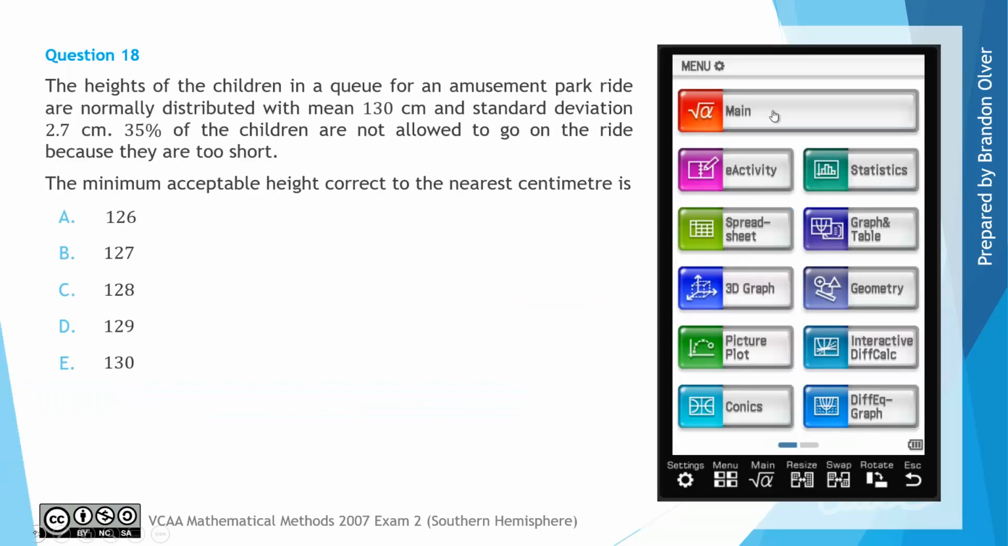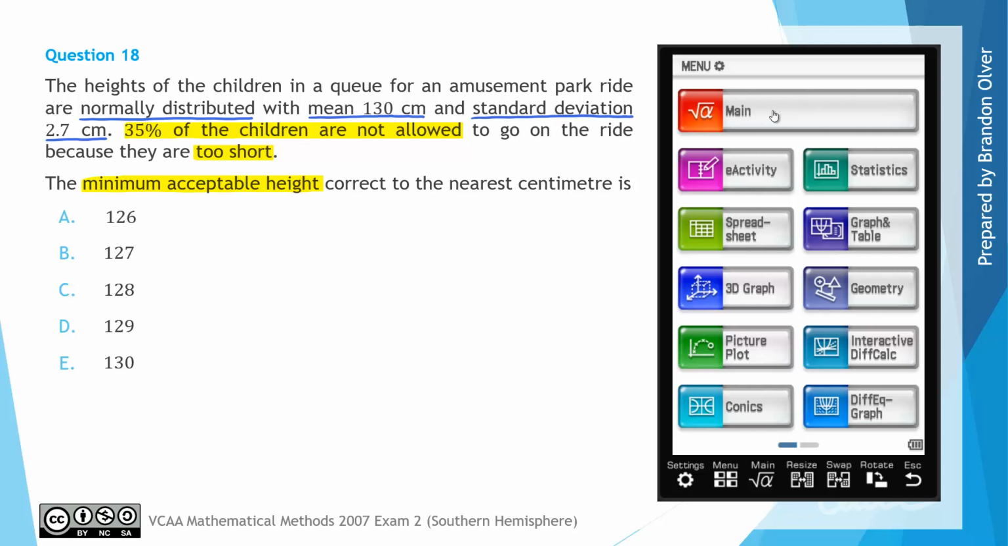So for question 18 it says the heights of children in the queue for an amusement park ride are normally distributed with a mean of 130 centimeters and a standard deviation of 2.7 centimeters. 35% of the children are not allowed to go on the ride because they are too short. The question then asks that the minimum acceptable height correct to the nearest centimeter is one of the following options.